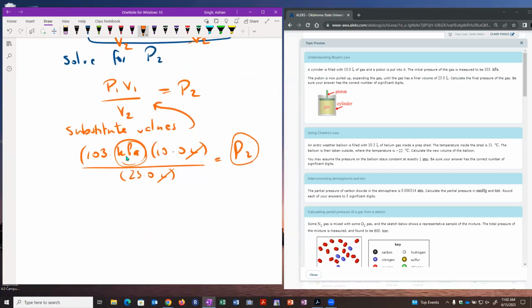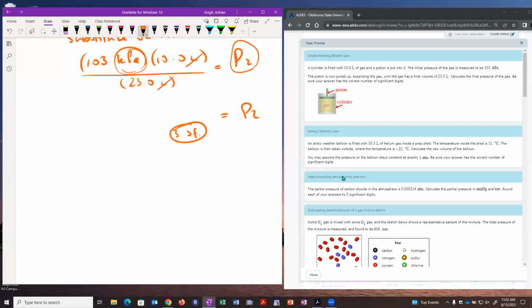In this case, we have 3 sig figs, 3 sig figs here, another 3 sig figs. All we're doing is multiplying, dividing. So our final answer should have 3 significant figures. You want to round it to 3 sig figs.